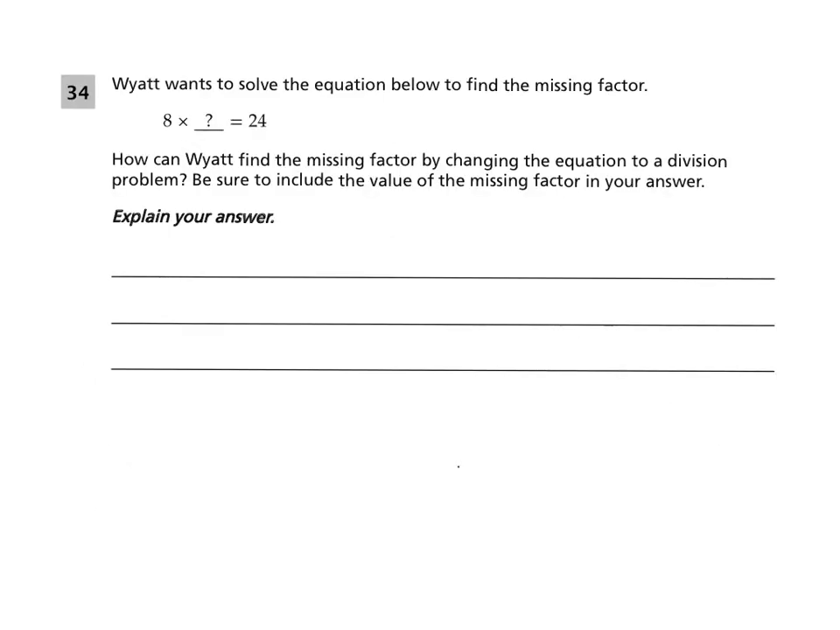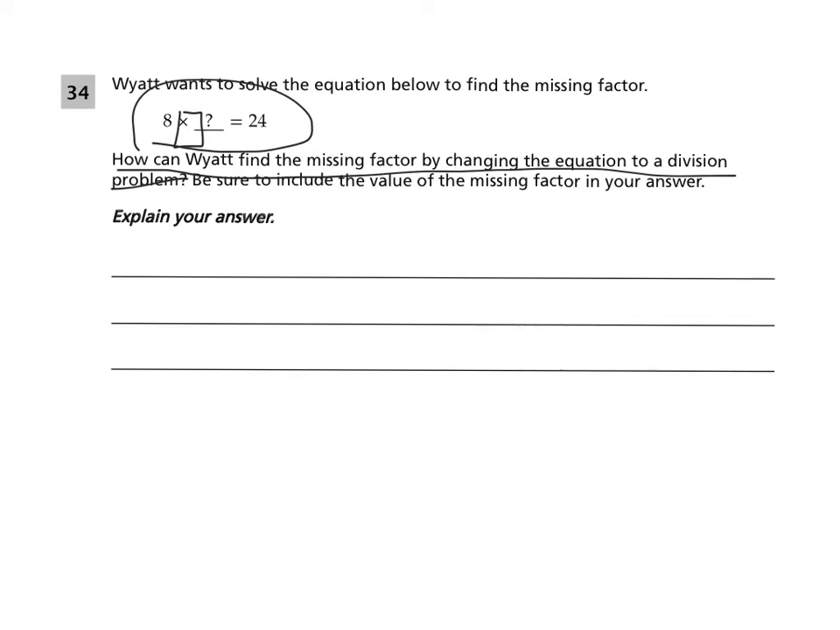So let's look at our next problem. Wyatt wants to solve the equation below to find the missing factor. 8 times what is 24? How can Wyatt find the missing factor by changing the equation to a division problem? Be sure to include the value of the missing factor in your answers. So we have to do 2 things. We have to talk about how Wyatt can find the missing factor, and we have to say the missing factor.